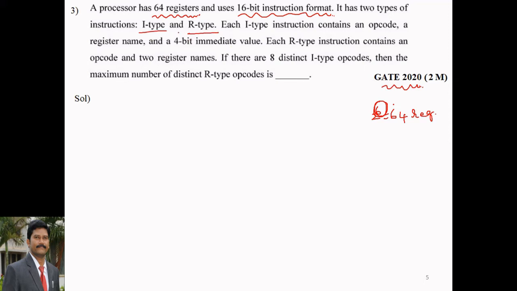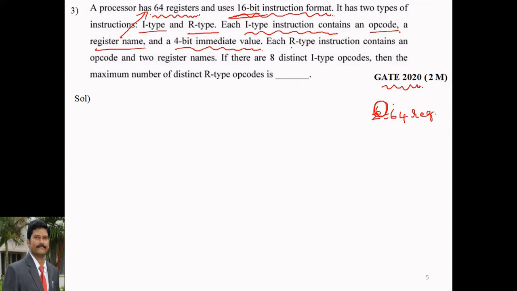Previously we solved the 2 address instruction and 1 address instruction problem. Instead of 2 address and 1 address, now he has given I type and R type. Each I type instruction contains an opcode, a register name, and a 4-bit immediate value. That means total 16 bit. In that, an opcode is there, one register is there, which is 6 bit because whenever a register is there it is a 6 bit address, and a 4-bit immediate value. That means 6 bit plus 4 bit is 10 bit, total 16 bit, so opcode size is 6 bit, right?